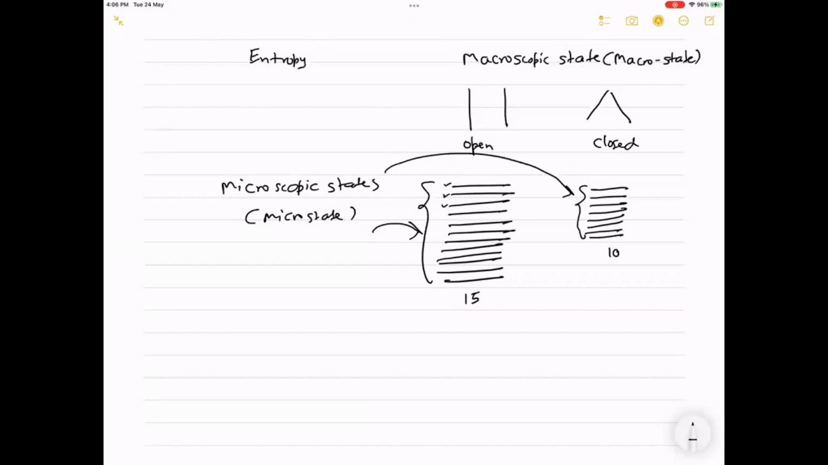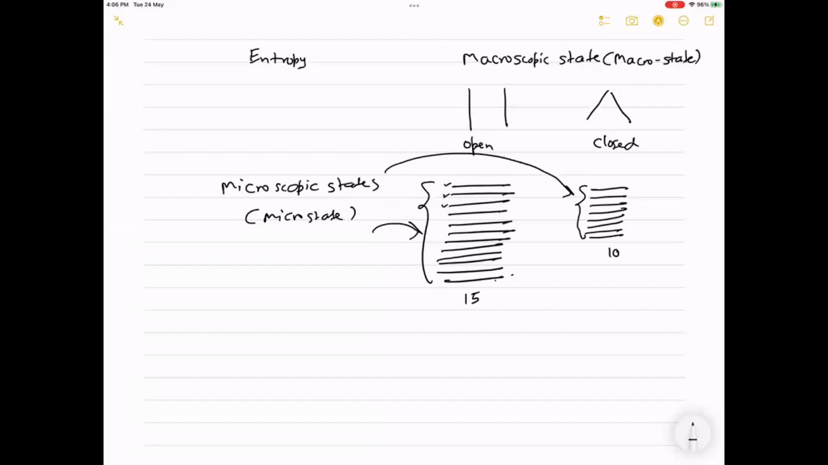Because there are more possible microstates. There are more microscopic states, and so here, if you look at this open state system, it can jump into 15 possible different states. On the other hand, the second system can jump into only 10 different possible states. So in that sense, the randomness which can be created in the first one is much larger than the randomness that can be created in the second one, right? And this is why the first one will have a higher entropy.